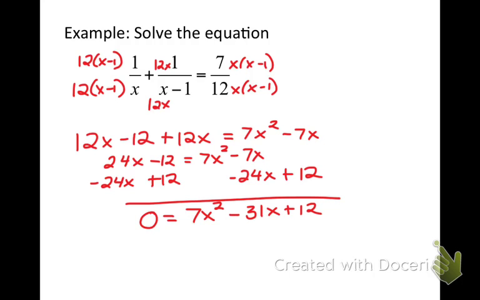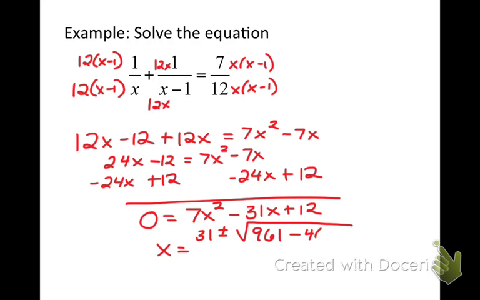So what do you want to use? Quadratic formula? Yeah. All right. So x equals, so negative b would be positive 31 plus or minus the square root of, I still need to know what 31 squared is. 31 squared is 961.